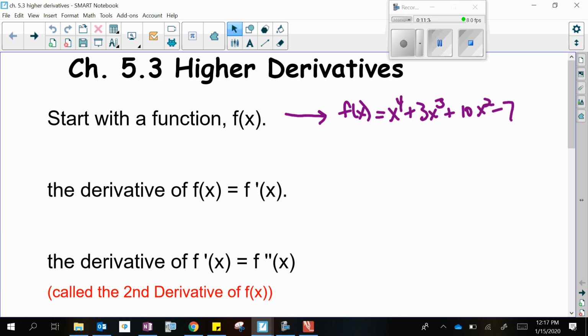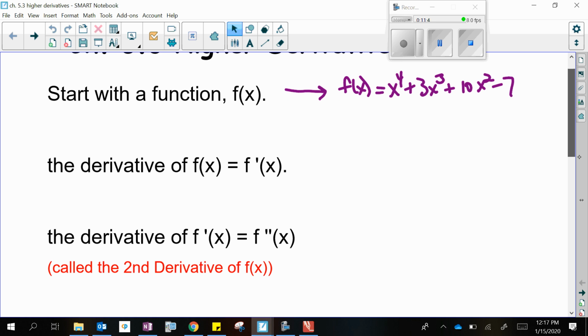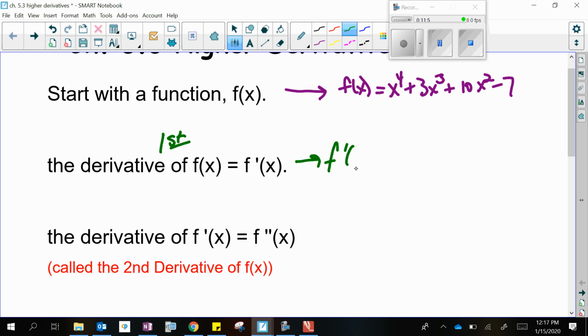So we're going to start with this function. This is our f of x. And we're going to take the derivative of f of x. So that is what's considered now our first derivative. If we take the derivative of f of x, we get 4x to the third plus 9x squared plus 20x.